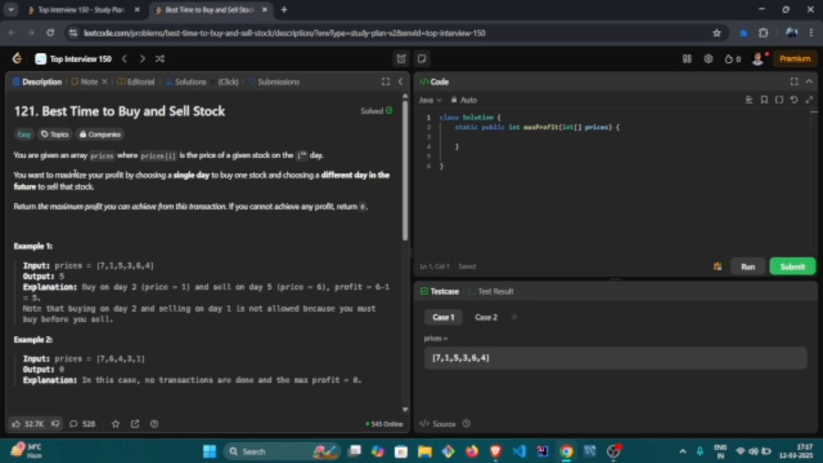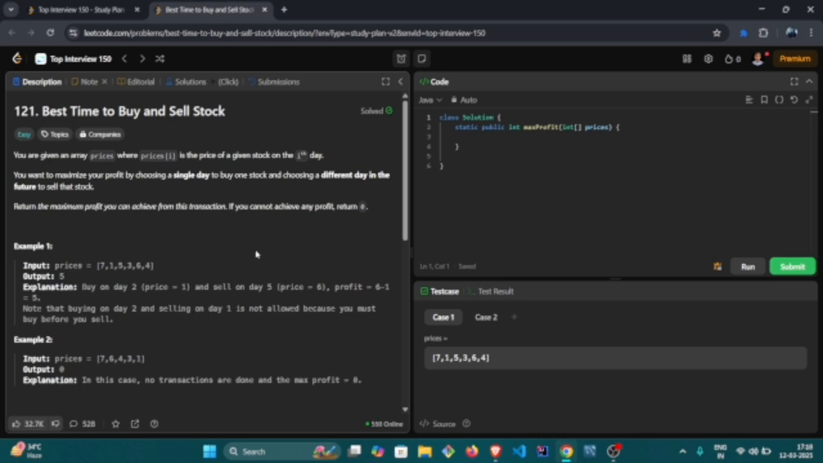You are given an array prices where prices[i] is the price of a given stock on the i-th day. You want to maximize your profit by choosing a single day to buy one stock and choosing a different day in the future to sell the stock. We have to return the maximum profit you can achieve from this transaction. So this is the question. Just imagine we are given an array where all the elements are the prices of the stock, and we have to maximize our profit by buying and selling the stock.